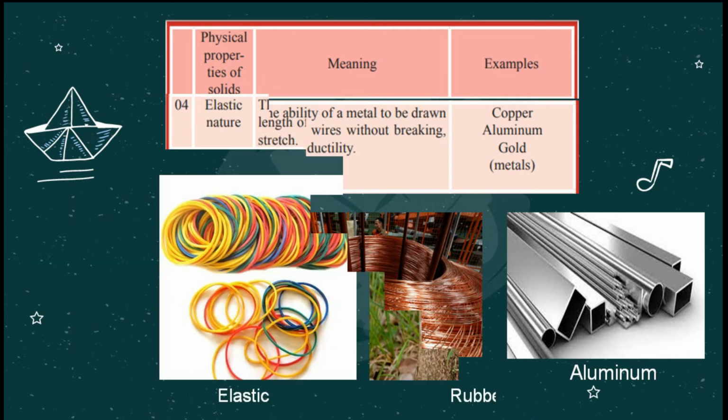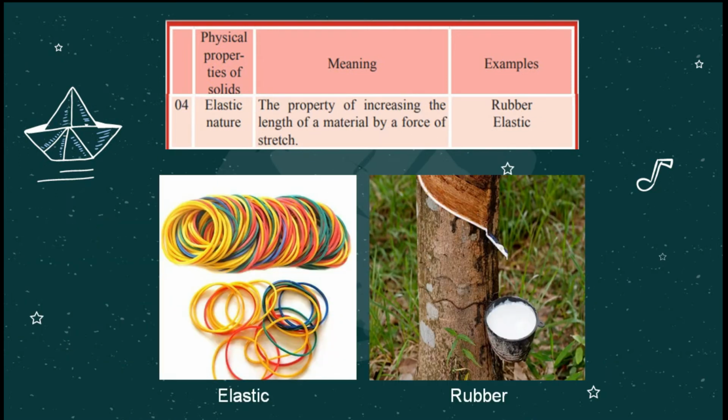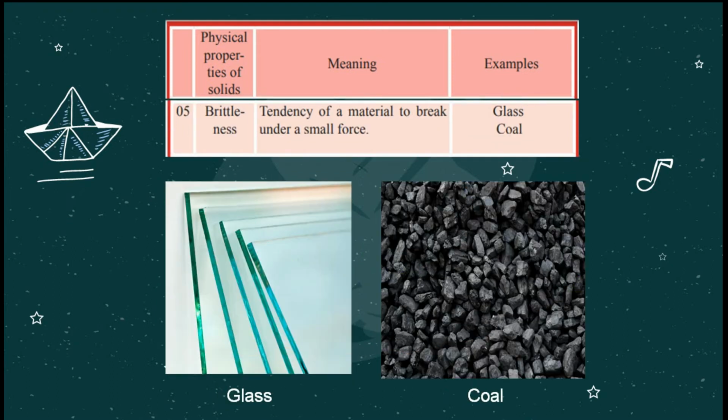Next. Physical properties of solids: elastic nature, meaning the property of increasing the length of a material by a force of stretch. As you can see in the picture, normally you know that. Example: rubber, elastic.